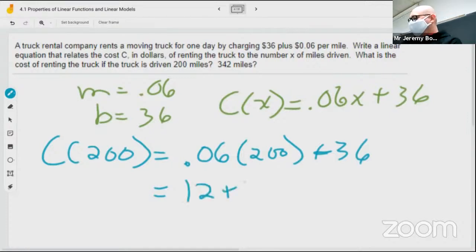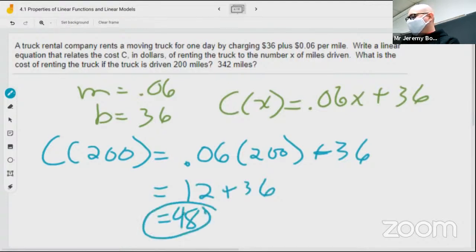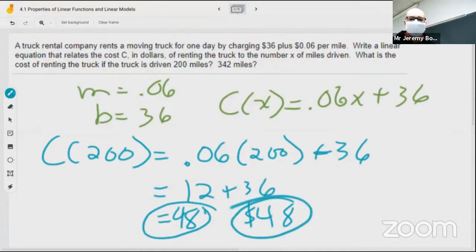12 plus 36, so 48. So it'll be $48 to rent that truck for a day and drive it 200 miles.